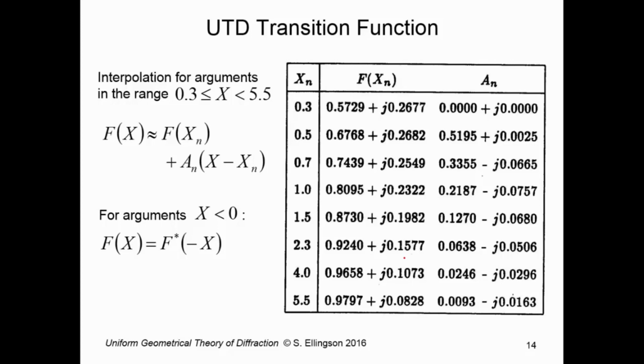To interpolate, what you do is you use this generating function in which you find a value of x sub n for which the transition function is already known, and then you extrapolate using these coefficients a sub n. And here's the table. So, for example, for x equals 0.3, we know what the transition function's value is, and then we can extrapolate to a new value using this factor a sub n. And for arguments less than 0, we simply note this property of the transition function, it's conjugate symmetric. So those are the 3 parts of this approximate form of the UTD transition function, or you can just do the numerical integration, whatever suits you.